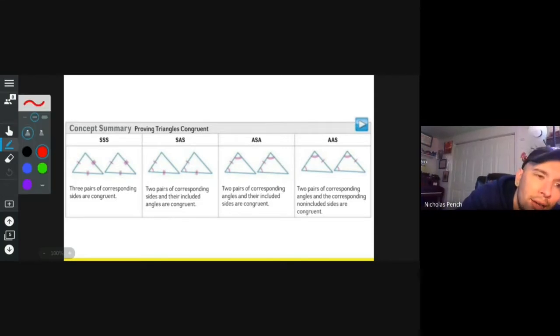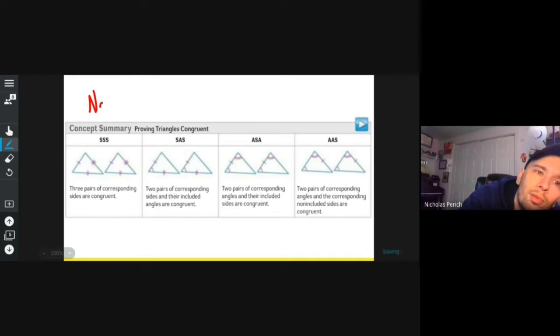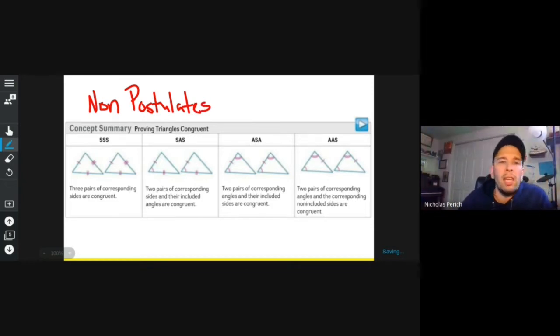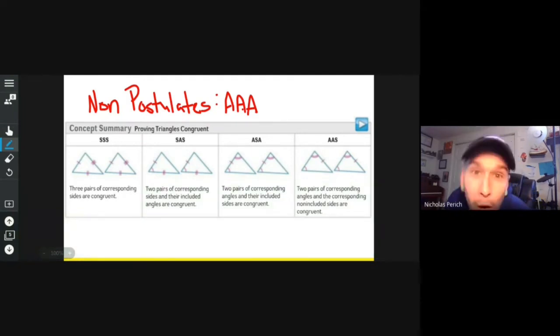The non-postulates, the ones that don't exist, what I'm about to show you, there's no such thing. These aren't actual ones. There's no such thing as AAA. So if I'm doing a proof and I'm like, oh, those angles are the same as those angles, they're congruent because of AAA, there's no such thing as AAA unless your car breaks down.